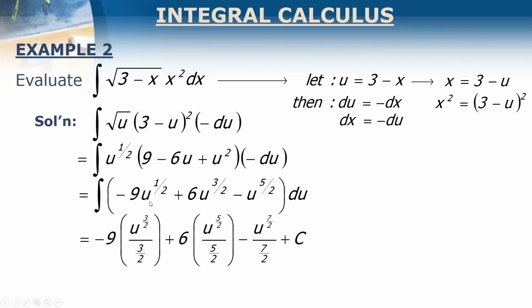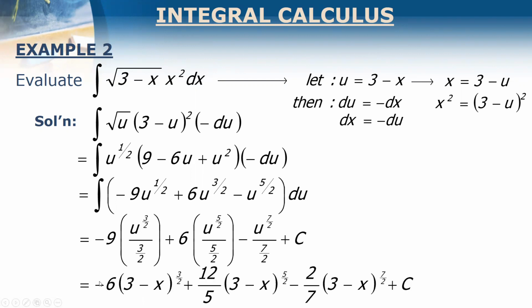Negative 9. Pagawas na to constant. 1/2 plus 1, 3 halves over 3 halves. And then 3 halves plus 1, that's 5 halves over 5 halves. And then 5 halves plus 1, 7 halves also. So, ang next is, divide mo 9 divided by 3 halves, and then ang u, automatic, i-replace ni mo aning 3 minus x. I-restore ni mo sa original na variable.